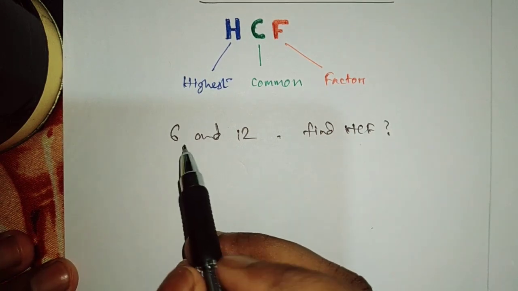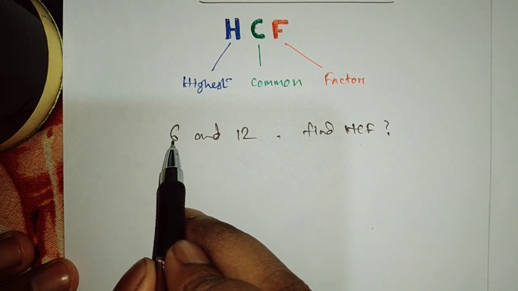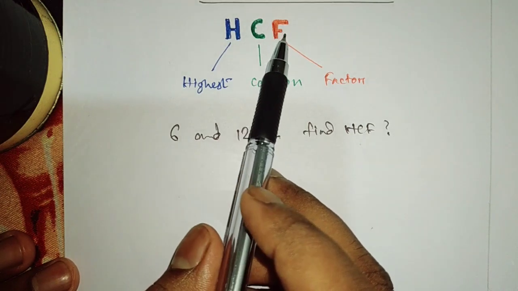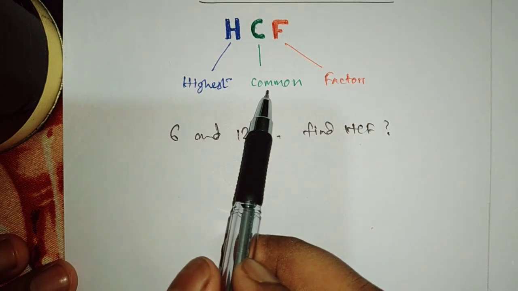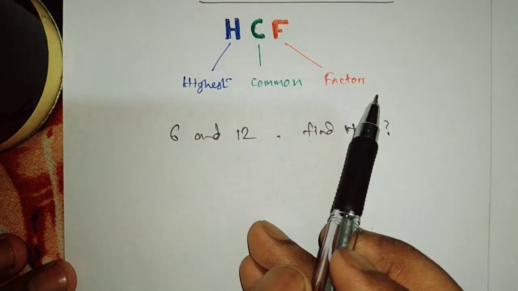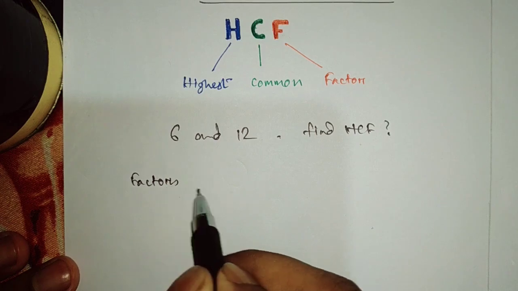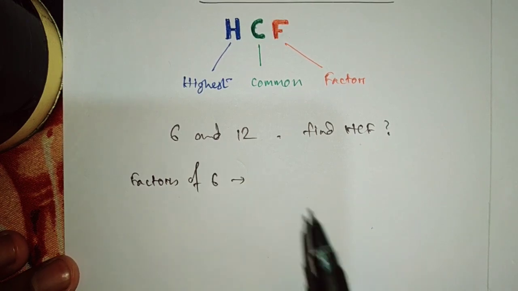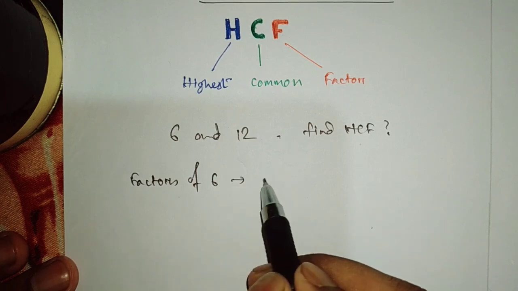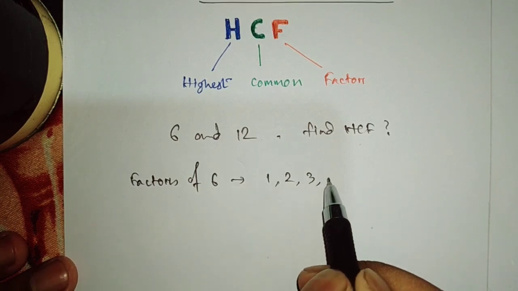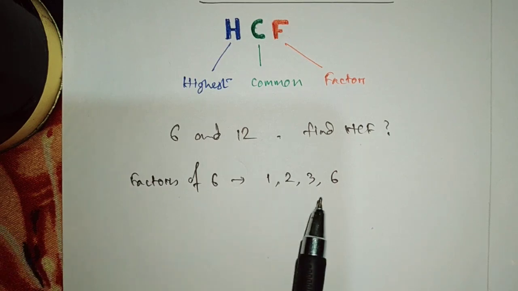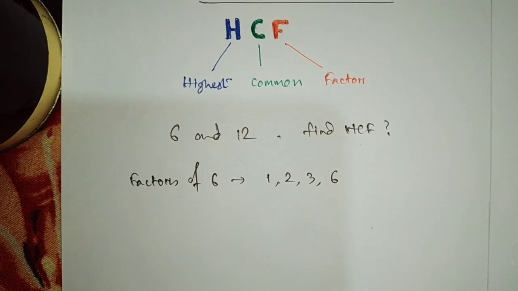So how to find it? First we will find the factors of 6. Okay, we will go in reverse: first we find the factors, then the common factors, then the highest common factor. So what are the factors of 6? We know that the factors of 6 are 1, 2, 3 and 6. How to find the factors of 6 we have already discussed. If you forgot, you can go and watch the earlier videos. So the factors of 6 are 1, 2, 3 and 6.